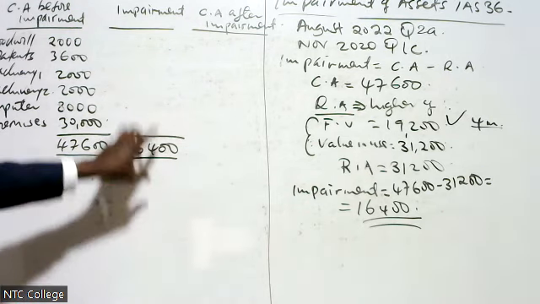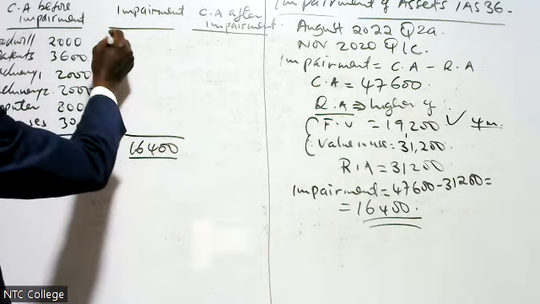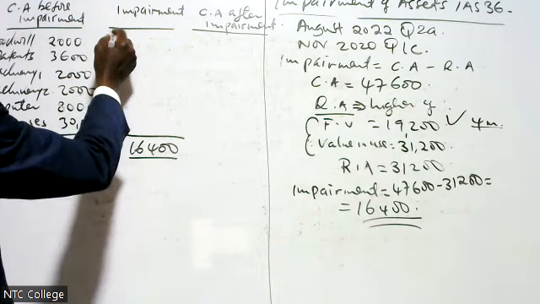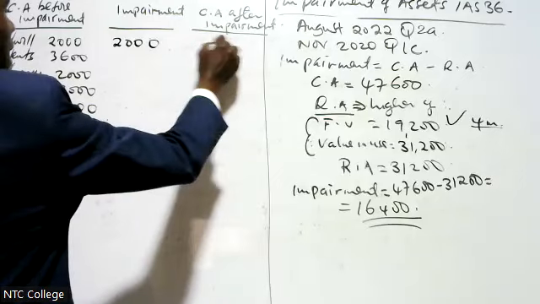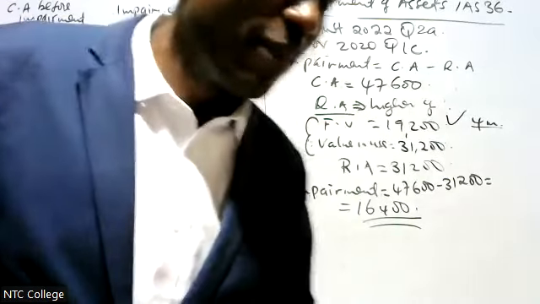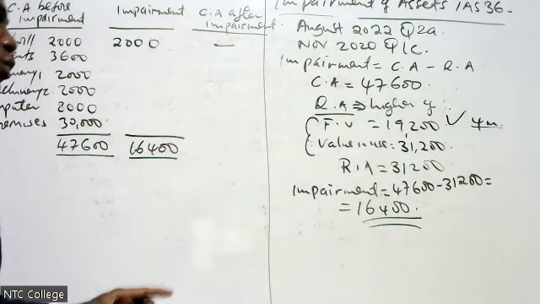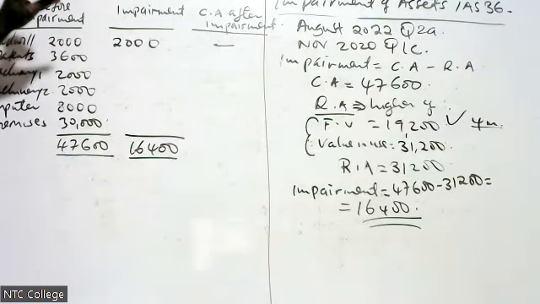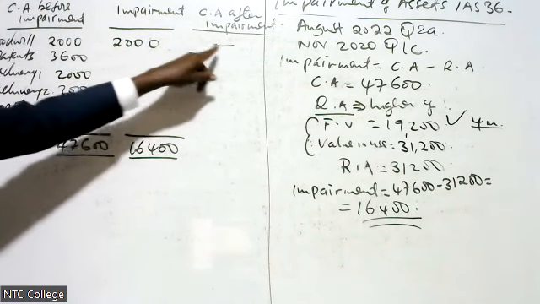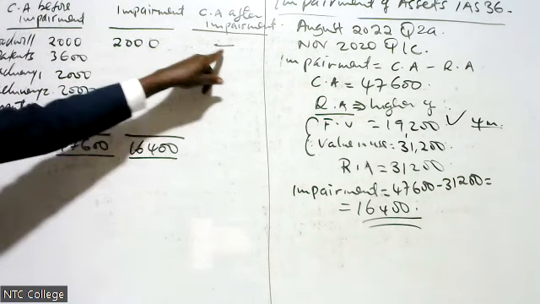I want to allocate it to my assets. Therefore, I will first allocate to goodwill. Goodwill, 2,000, so that the carrying amount is now nil. It means in my end balance sheet, I will not have goodwill because I have allocated full impairment. All this loss has gone to goodwill. I have fully impaired goodwill. Therefore, there will be no value after impairment.